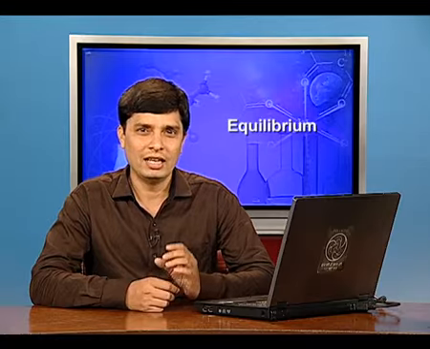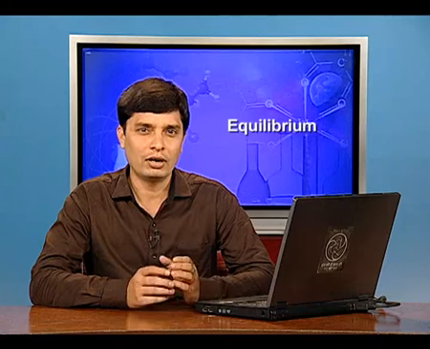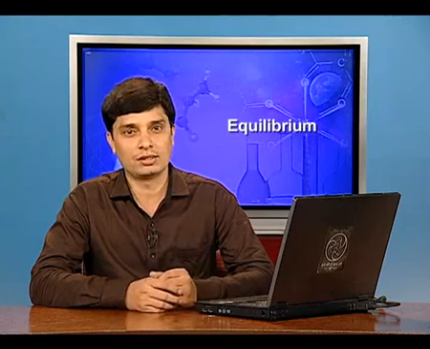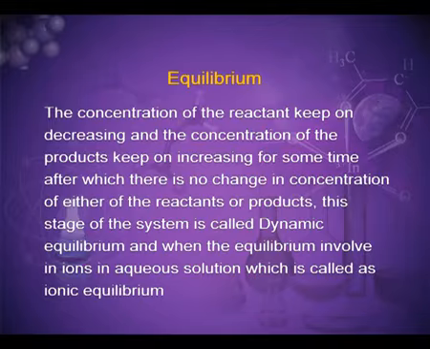When reactants in a closed vessel at a particular temperature react to give products, the concentration of the reactants keeps on decreasing and the concentration of the products keeps on increasing for some time, after which there is no change in the concentration of either the reactants or products. This stage of the system is called dynamic equilibrium. When the equilibrium involves ions in aqueous solution, it is called ionic equilibrium.